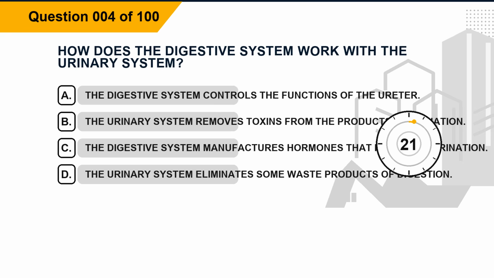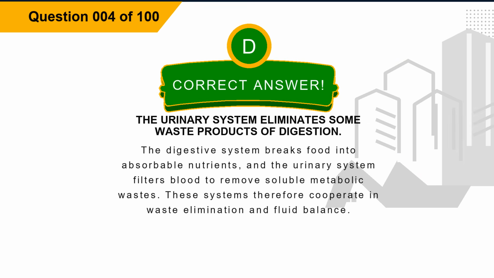Question 4. How does the digestive system work with the urinary system? Option A. The digestive system controls the functions of the ureter. Option B. The urinary system removes toxins from the products of urination. Option C. The digestive system manufactures hormones that influence urination. Option D. The urinary system eliminates some waste products of digestion. The correct answer is option D. The urinary system eliminates some waste products of digestion. Explanation. The digestive system breaks food into absorbable nutrients, and the urinary system filters blood to remove soluble metabolic wastes. These systems therefore cooperate in waste elimination and fluid balance.